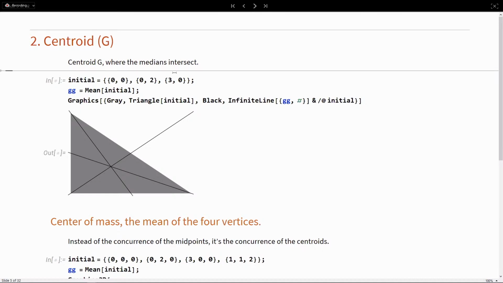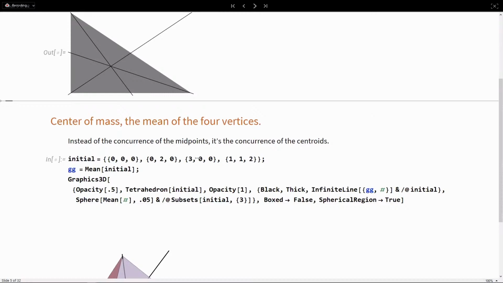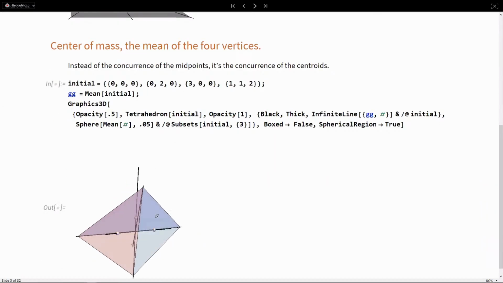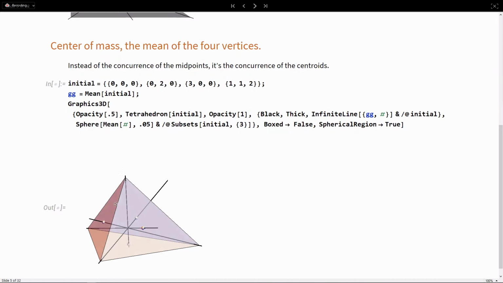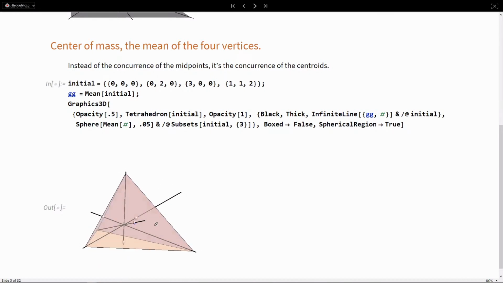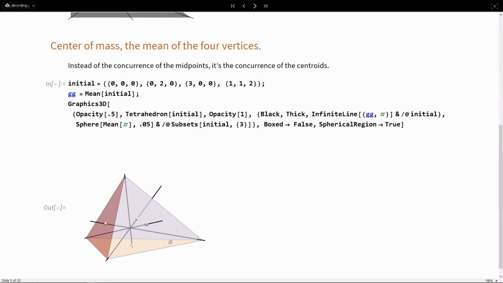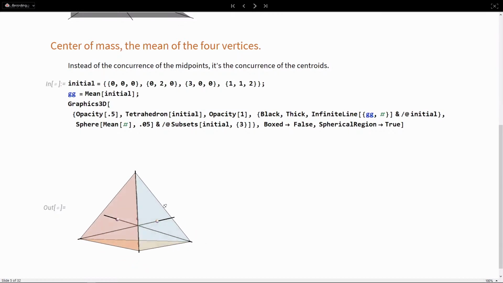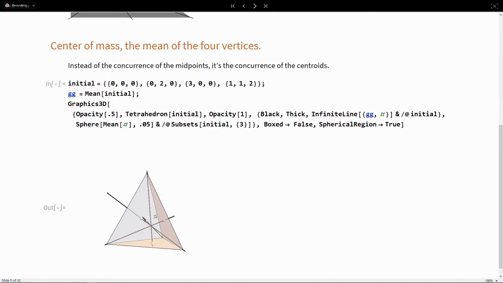The centroid is where the medians intersect. The median is where you take the midpoint of a side and connect it to the opposite vertex. So here's a triangle with the three intersecting lines meeting at the centroid, which is the center of gravity, the center of mass. Something similar happens with the tetrahedron, but instead of going to the midpoints, you go to the centroids of the opposite faces.